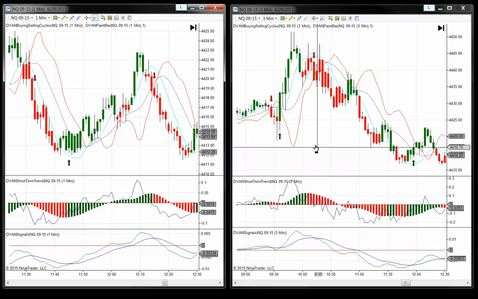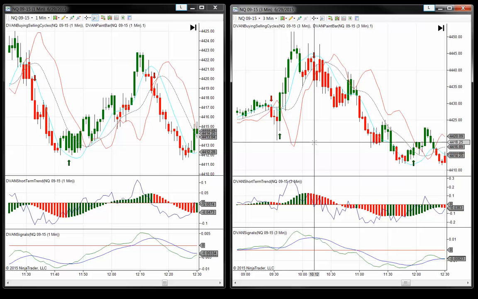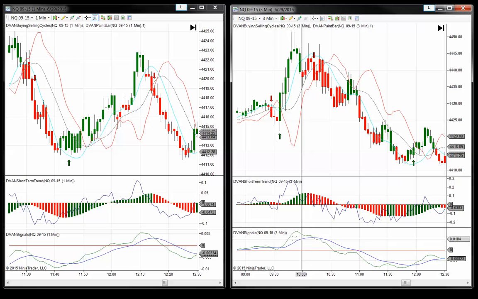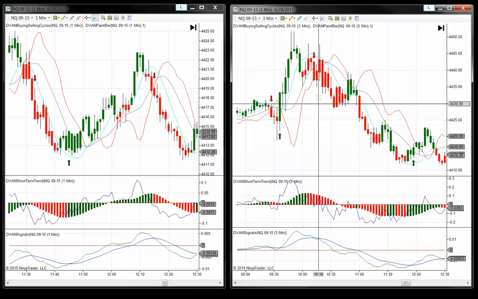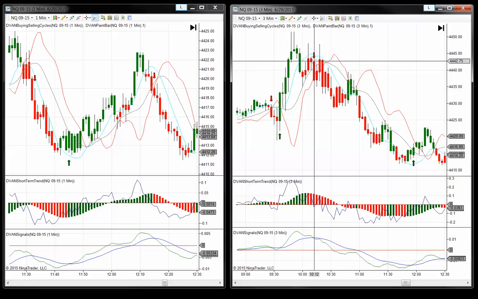So here's an initial short. It meets all of our short criteria. The short-term histogram is red, meaning that the trend is negative. We're getting a cross of the DVAN signals indicator below, which is plotting this red arrow, and we have red price bars. We get a nice initial hit.